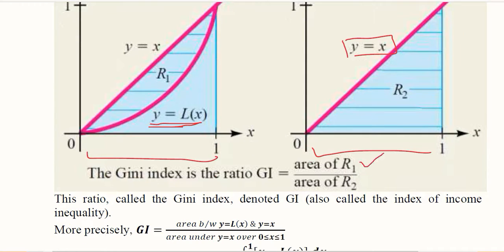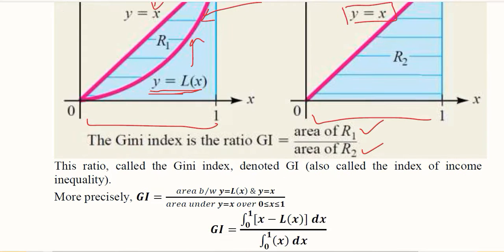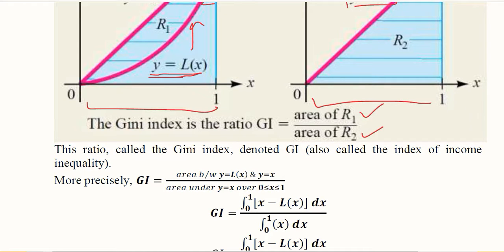So the area R1 and area R2 are to be calculated as we are guided here: the area between the two lines and the area below the complete equality line between 0 and 1. So this can be translated into integrals. Let us see how. This is the ratio, and this ratio is known as the Gini Index that we talked about. The Gini Index is also called the index of income inequality because it tells us about income inequality.